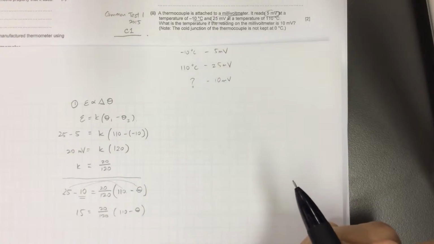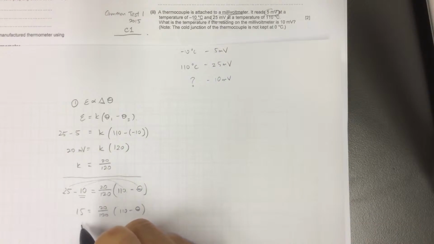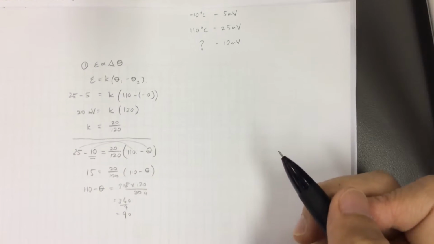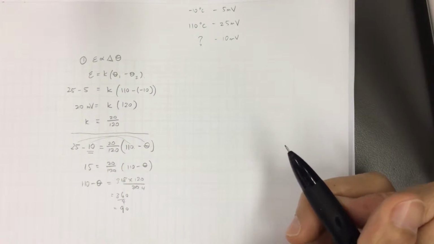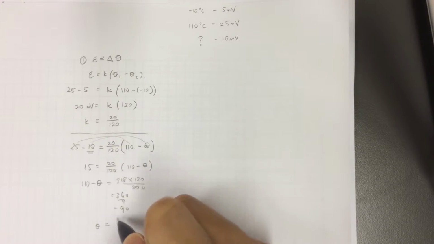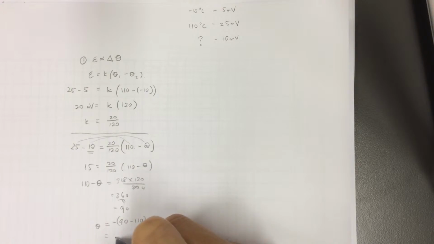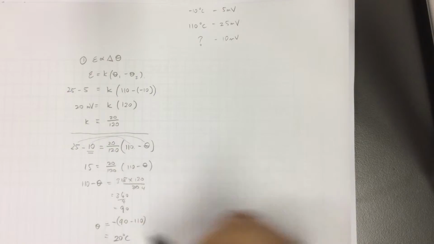Okay, let's solve this equation. Making this the subject, 10 times 120 gives 90. Okay, 110 minus theta is 90. So theta equals to 90 minus 110. Don't forget the negative sign. When you calculate that, you get the answer is 20 degrees Celsius.